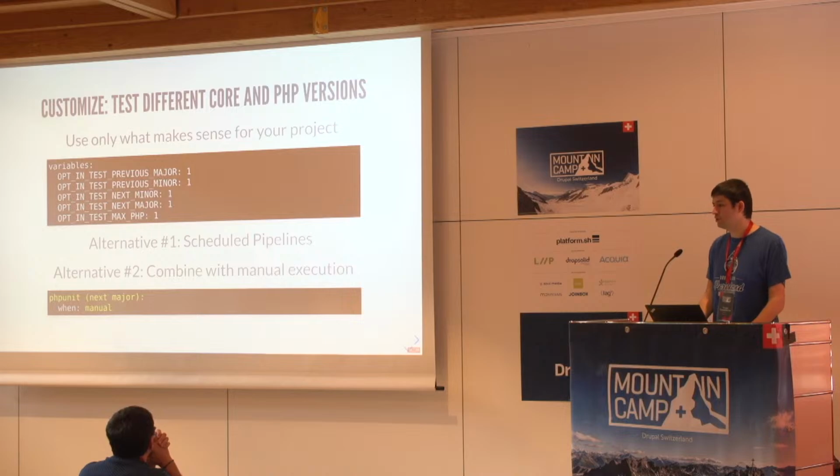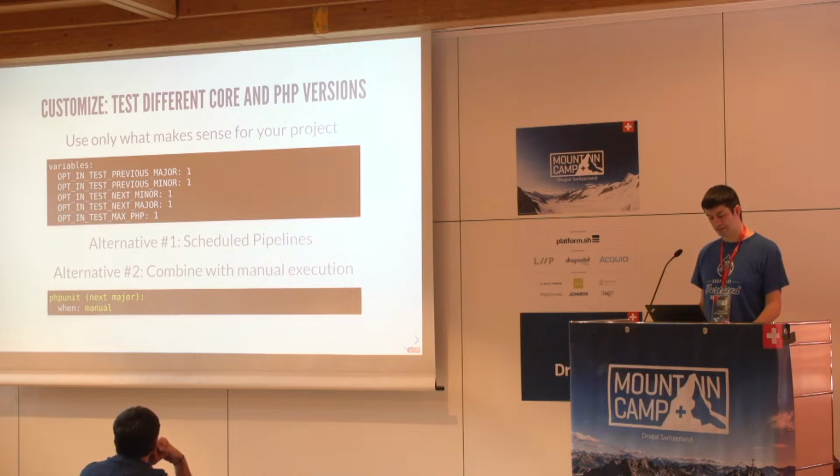There are some alternatives. You can set up scheduled pipelines. So for example, you run all your tests once per week against the latest Drupal version to see if anything broke. And you can also do manual execution. So you can have the job there, but it's only executed if you press the button for it.